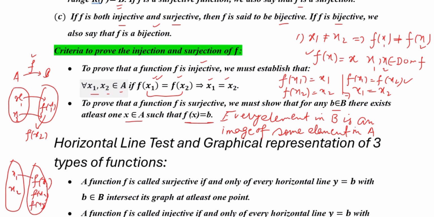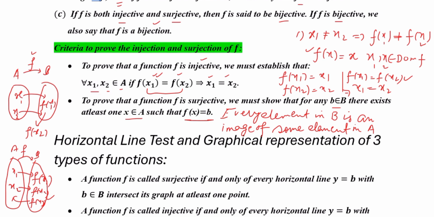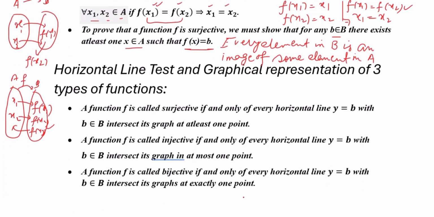x1 is related to f of x1, x2 is related to f of x2, and f of x3. For this element there is no pre-image in A. Then in this case we cannot say that f is a surjection from A to B, because there is an extra element f of x3 in B which has no pre-image in A. So f is called surjection if for each element of set B, there is an element available in A.